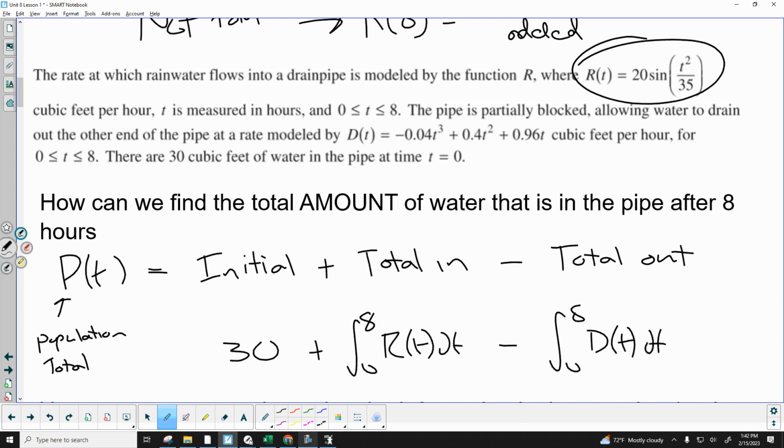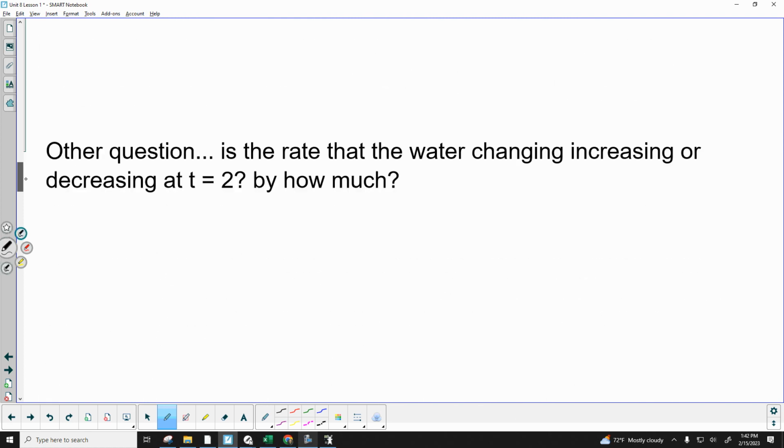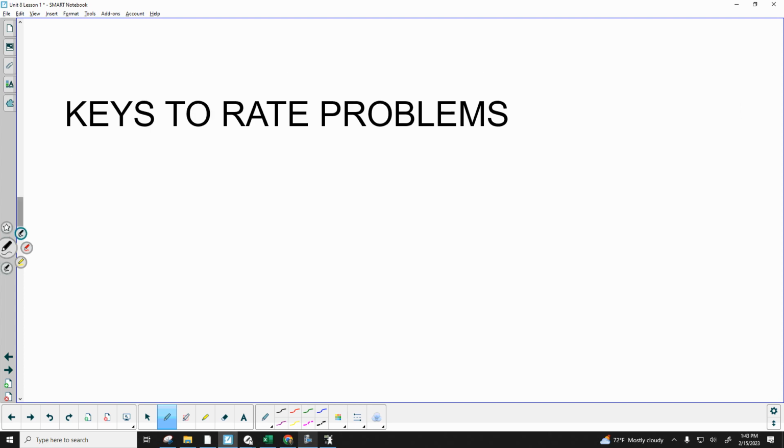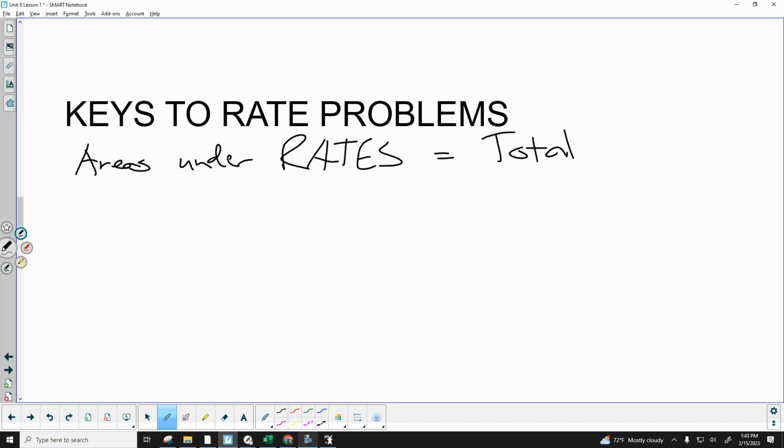All right, in your notes on the next page, you'll see keys to rate problems. Just leave that open on the side because we need to add some stuff for you guys to come back to. Reminder, because it's so important, it is the key to the second semester. Areas under derivatives, or let's be more specific, areas under rates equal total displacement, changes in position.